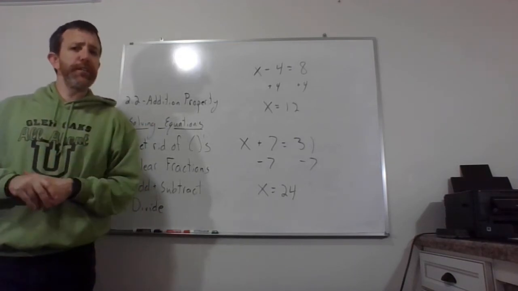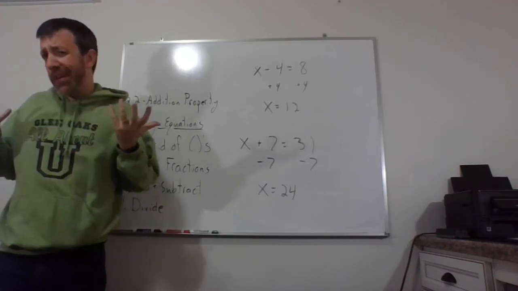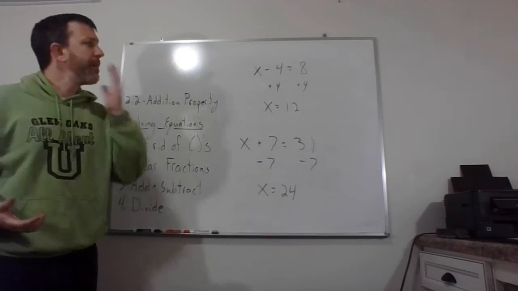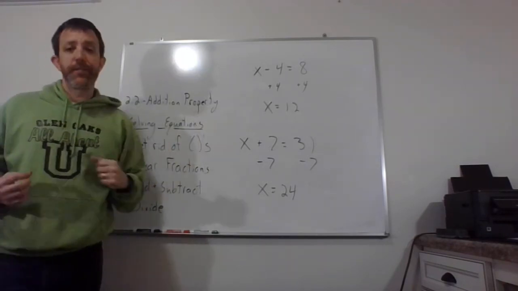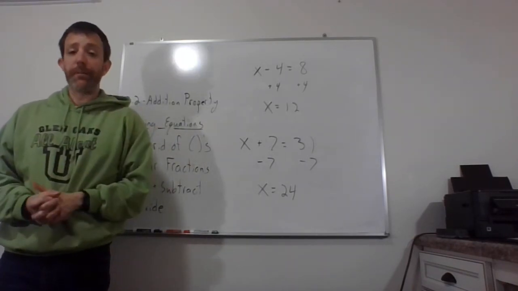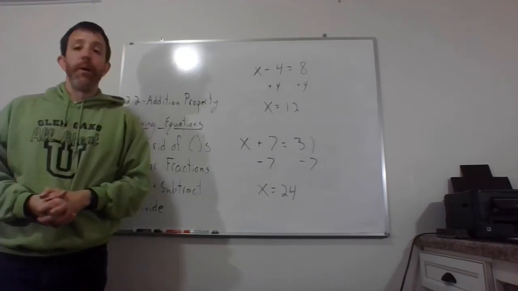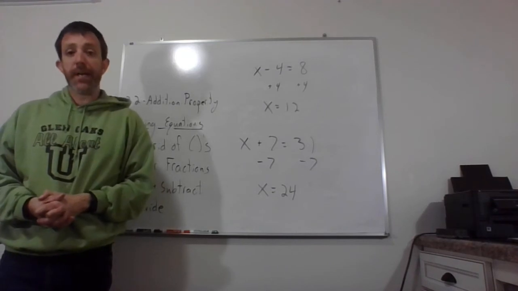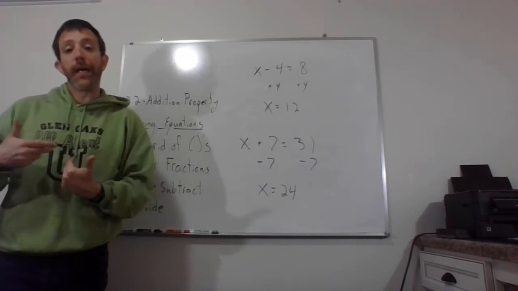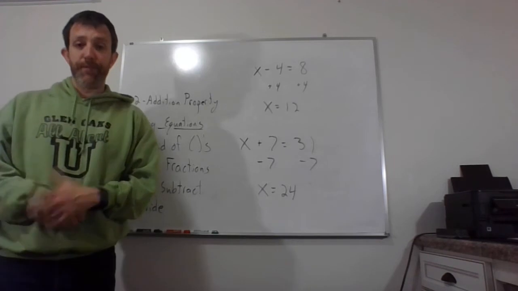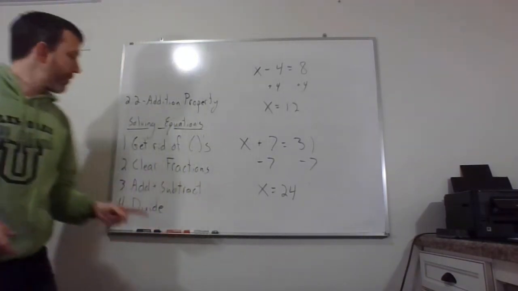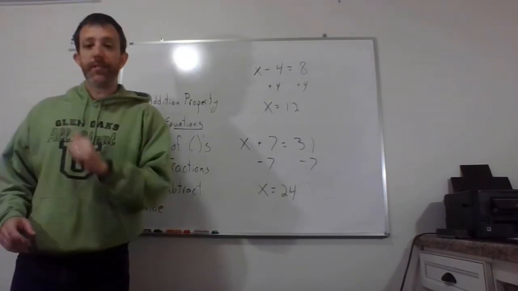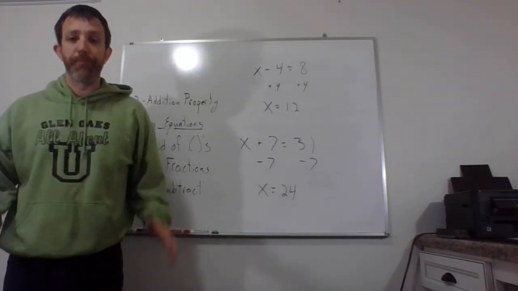For now, you're probably going to look at some of the things I put on the board and you're going to be like, why do I have to do it that way? Well, here's the thing. These are pretty simple looking equations. They're not bad. You can probably stare at them and figure out an answer, but that's not always the case. They get big, they get messy. We need some steps, we need some guidelines to help us find our way through some of these problems. So get rid of parentheses, clear fractions, add and subtract, and divide. This section we're focusing on the addition and subtraction.